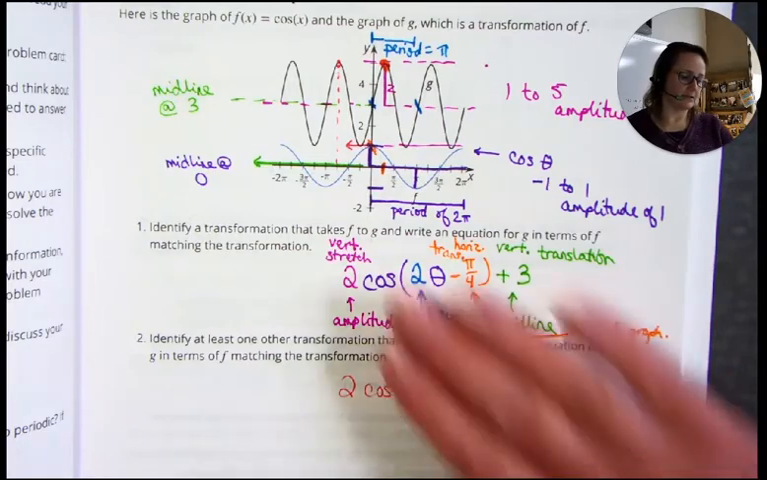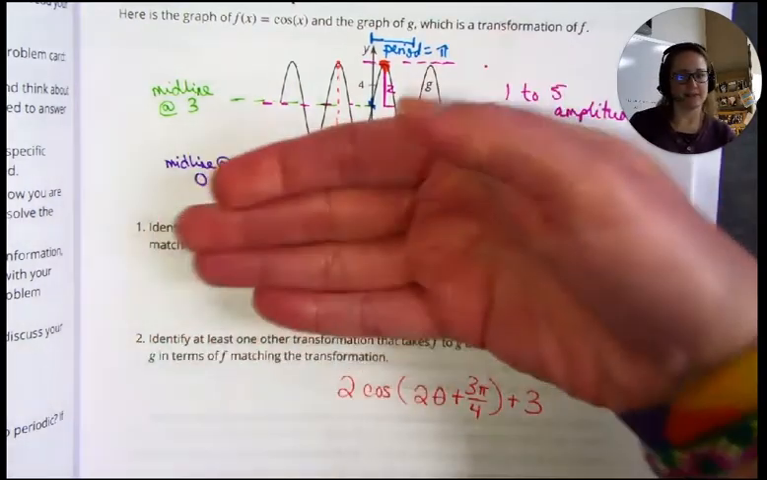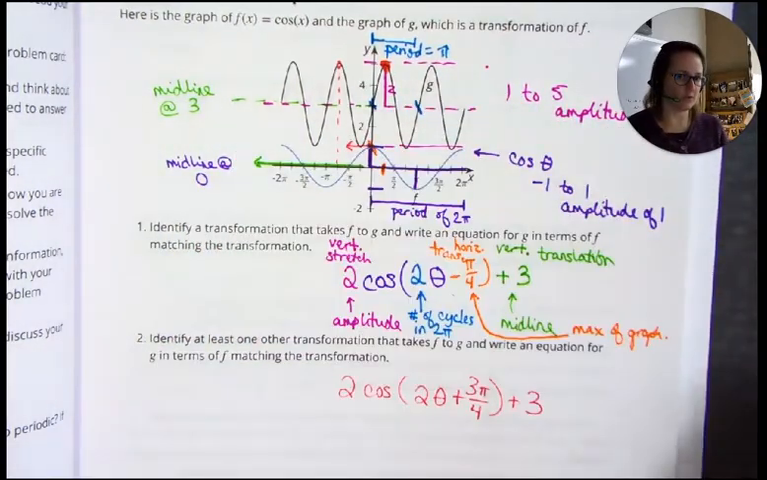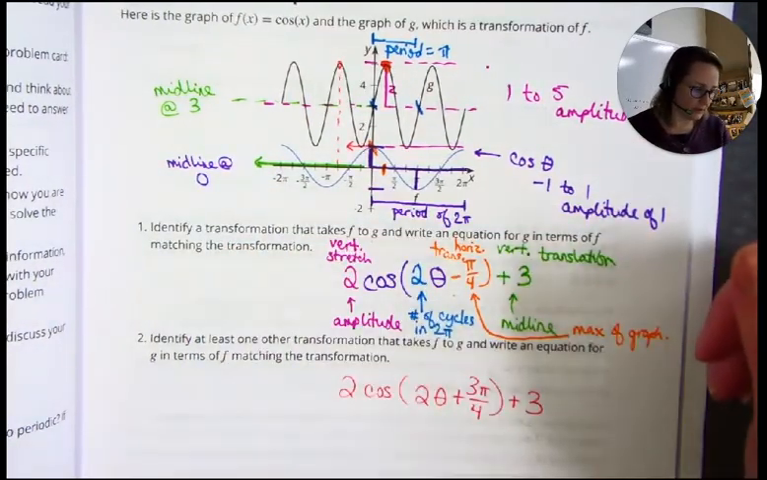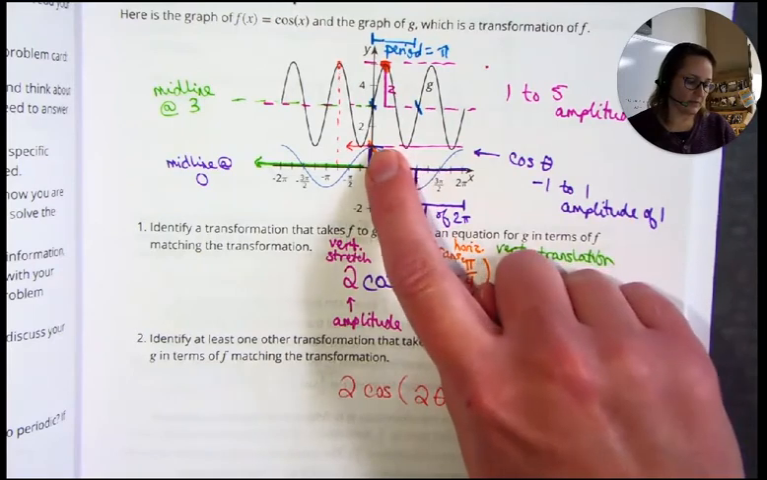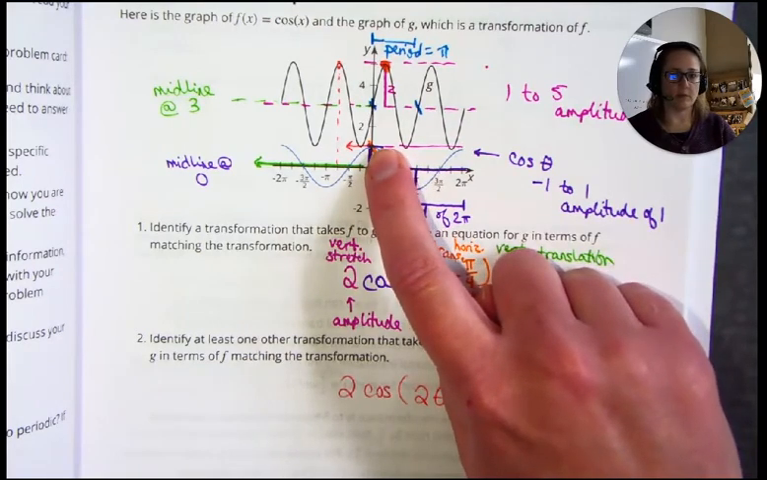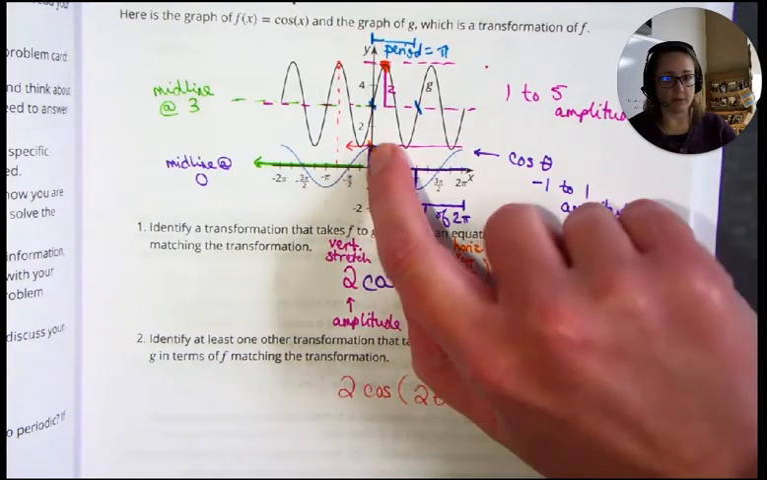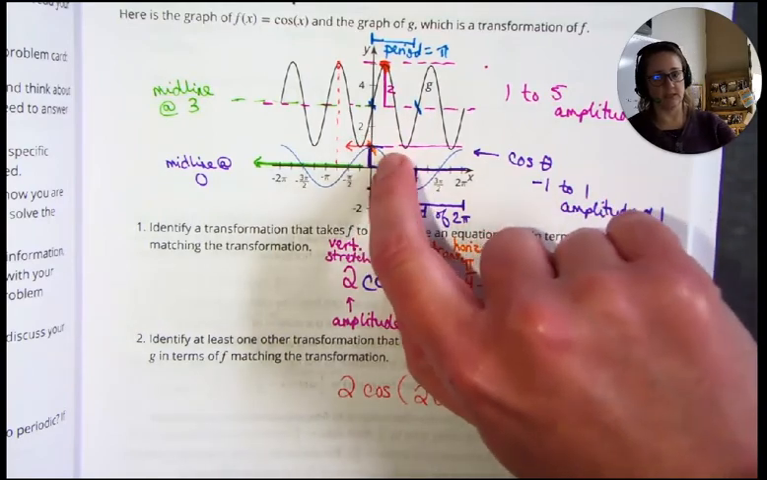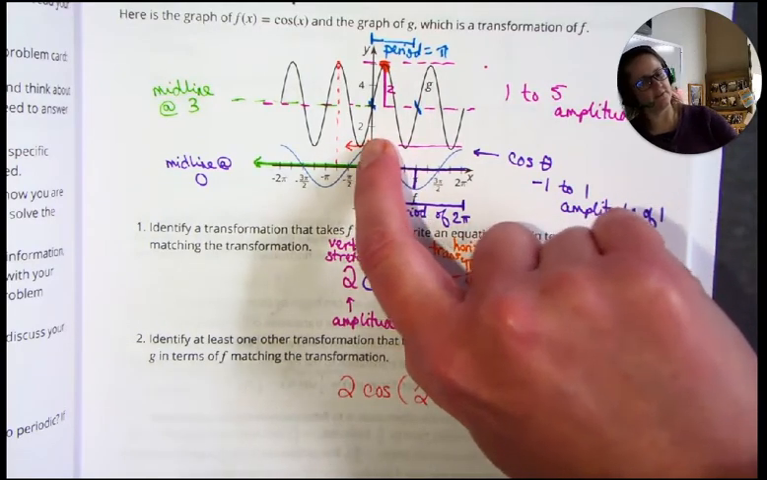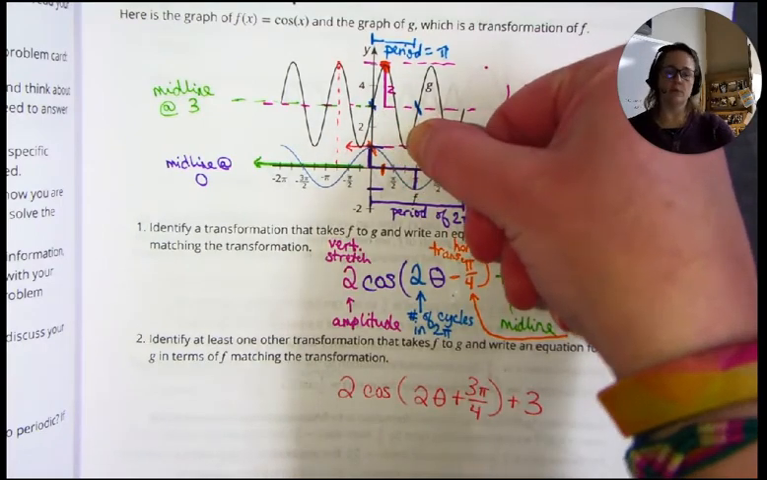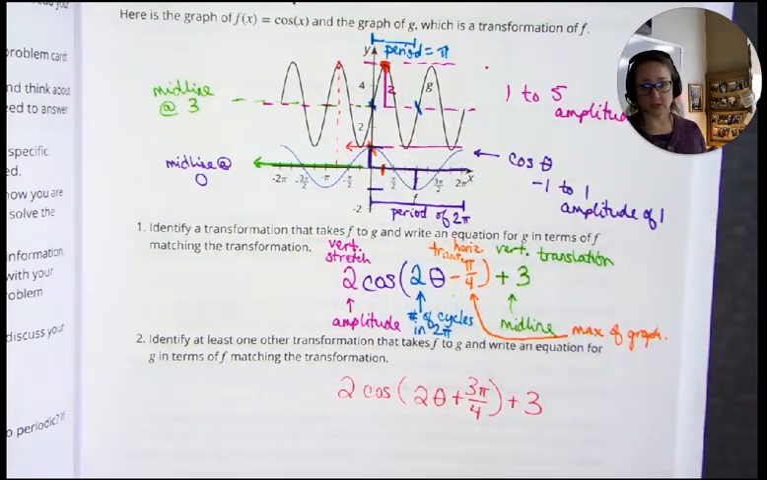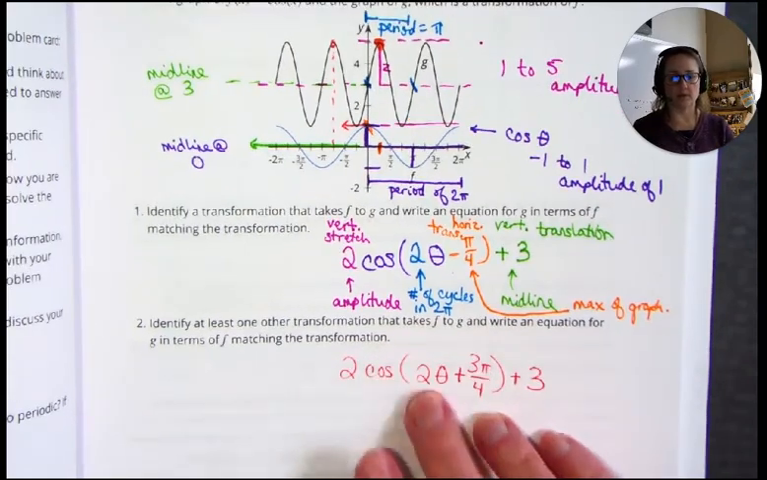There's not much else I could do. I guess I could technically reflect this over the x-axis. I could flip it upside down, and at that point this would become a minimum, and then that minimum would have to still shift either to the left, pi over 4, or to the right, 3 pi over 4. So I guess there's another possibility there that we could write an equation for.